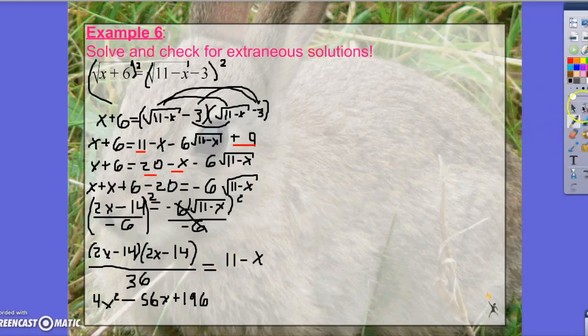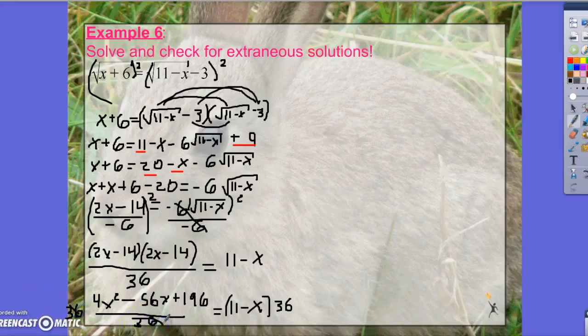Now, next part is we're going to get rid of the 36. And how I can do that is I can times both sides by 36. Promise we're almost done here. If you can do a problem like this, you're good. You know everything else here. Your algebra skills are really, really good.